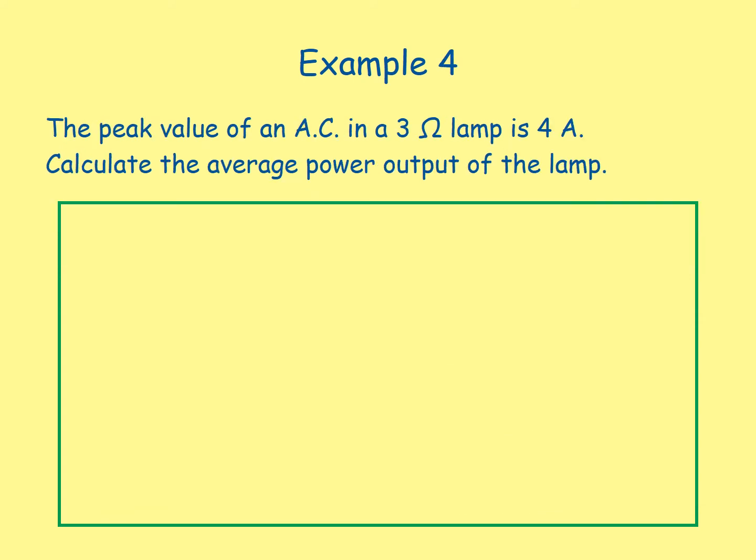Example 4. The peak value of an AC in a 3 ohm lamp is 4 amps. Calculate the average power output of the lamp. First of all, let's use our equation for the RMS current equaling the peak current over root 2. We've got 4 over root 2, which is equal to 2.828. We can round this to 2.83. We're rounding to 2 decimal places because we need to then use this value in another equation.